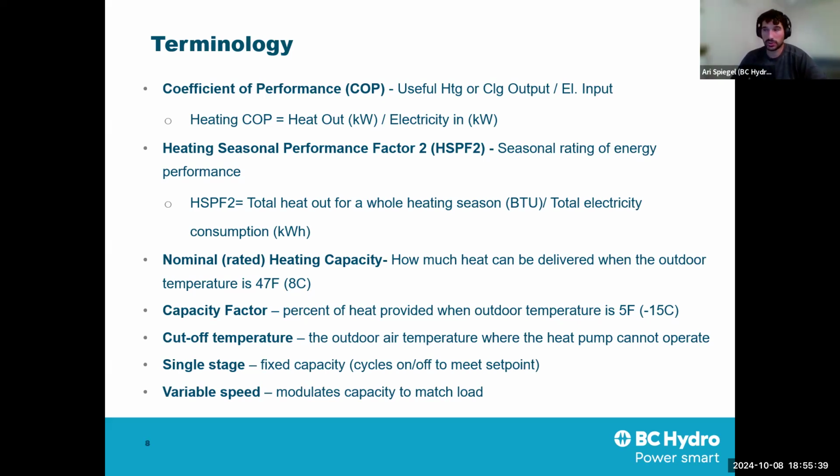Cutoff temperature refers to the outdoor temperature where the heat pump just can't operate at all. So it's so cold, the oil starts to chunk up, the compressor can't run, it builds pressure, and it just stops. So that's a cutoff. And that's typically not a rated value. It's more of a performance factor.